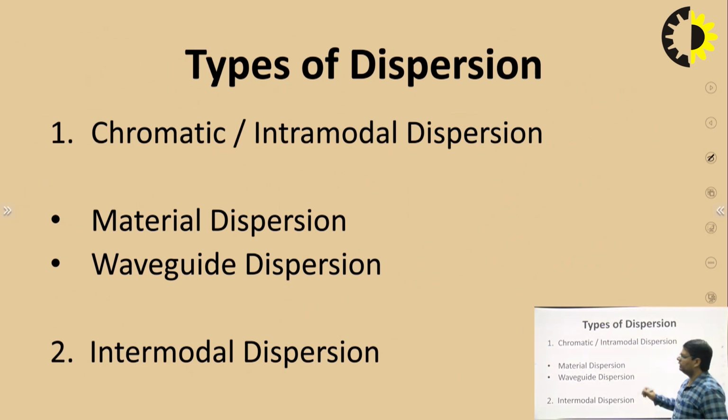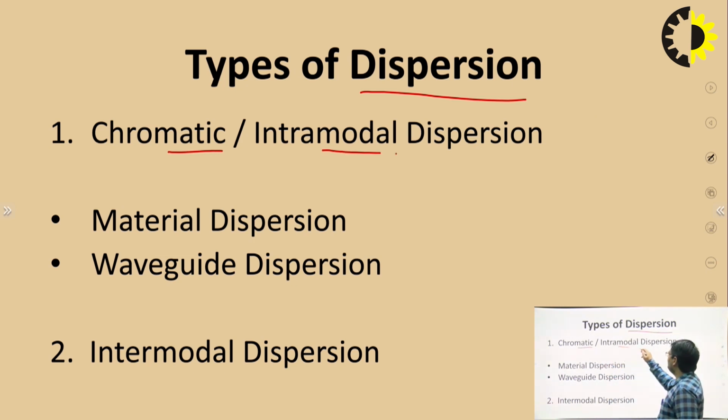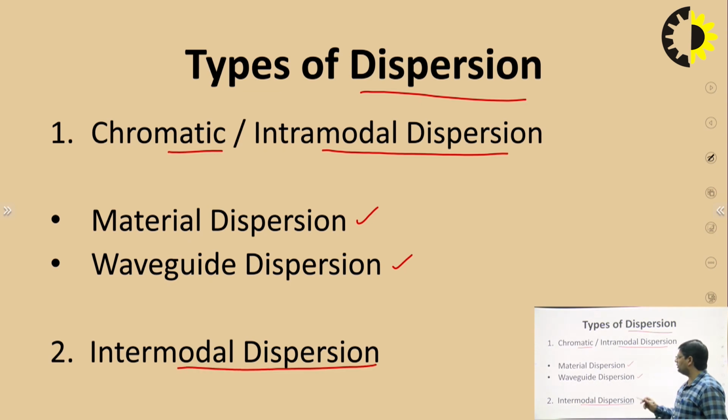Next is types of dispersion. Basically, in the optical fiber, two types of dispersion occur. The first is known as chromatic dispersion or intramodal dispersion. This can be further divided into material dispersion and waveguide dispersion. And the second type of dispersion is intermodal dispersion.